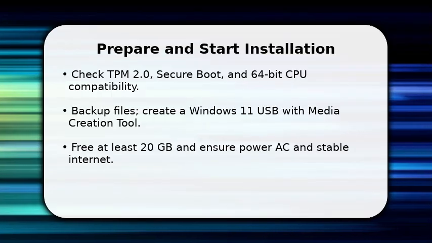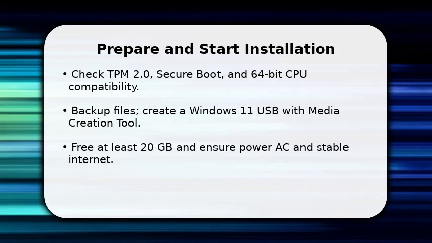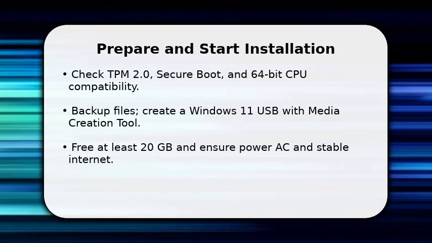You begin by confirming prerequisites so the installer can run smoothly. Verify TPM 2.0, Secure Boot, and a 64-bit processor because Windows checks these early, otherwise it will block installation. Once done, backup personal files and build a bootable USB with the media creation tool to avoid partial installs.